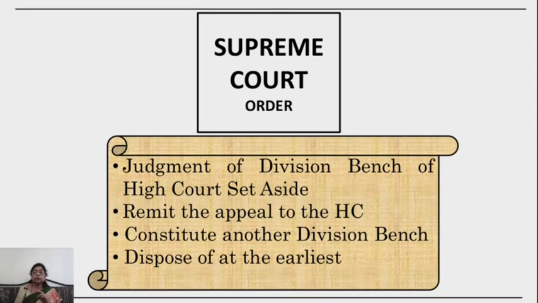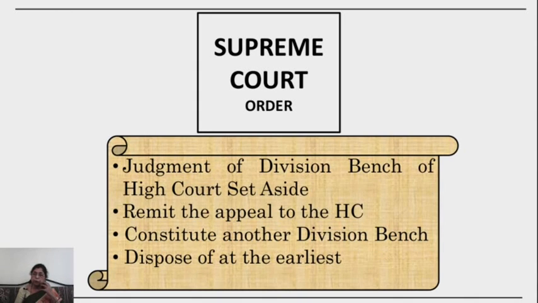This judgment of the division bench of the High Court is set aside, and the appeal is remitted to the High Court once again, asking the High Court to constitute another division bench and dispose of this matter at the earliest, considering the report of the commission which was presented to it. So, just because of the non-consideration of the commission's report, the decision given by the High Court was set aside. That is the important point we need to consider in this.